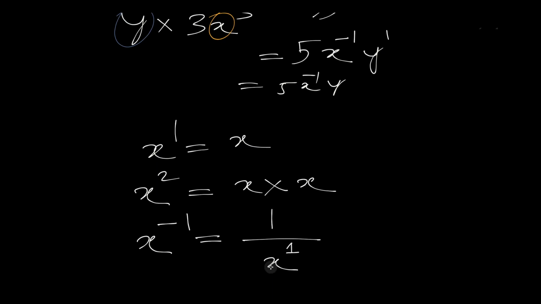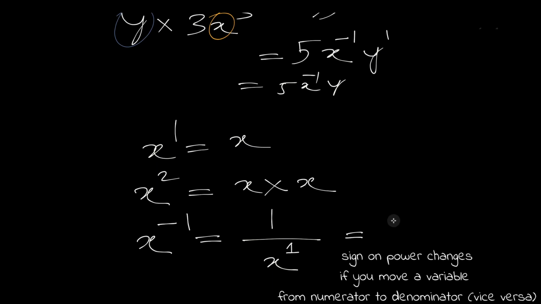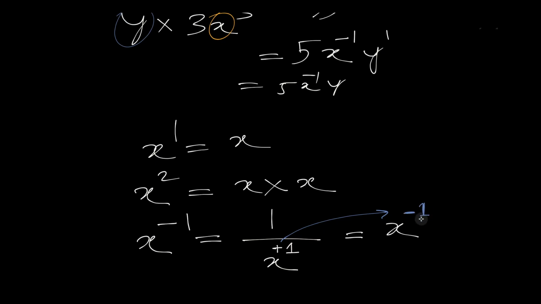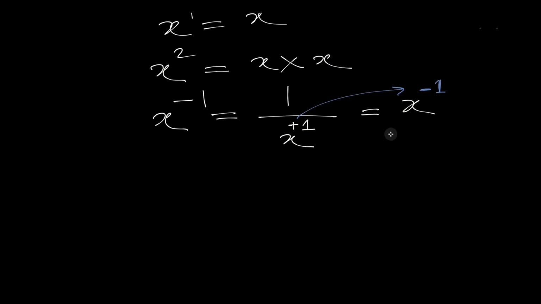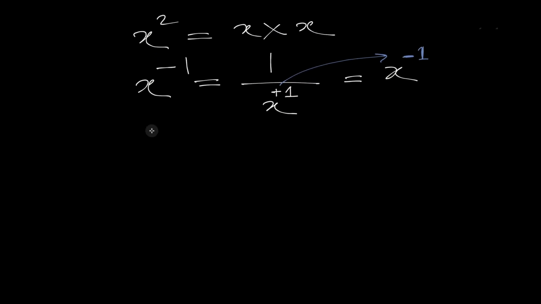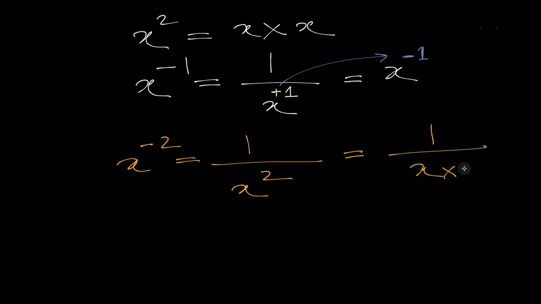So instead of writing 1 divided by x to the power 1, we are writing x in the numerator, and instead of the positive sign here, I'm going to replace it with a negative sign, because actually the 1 is in the denominator. That's the reason we are writing x to the power minus 1. Now the same way, can we say x to the power minus 2? Yes, it is going to be 1 divided by x to the power of 2. Again it is going to be 1 divided by x into x.